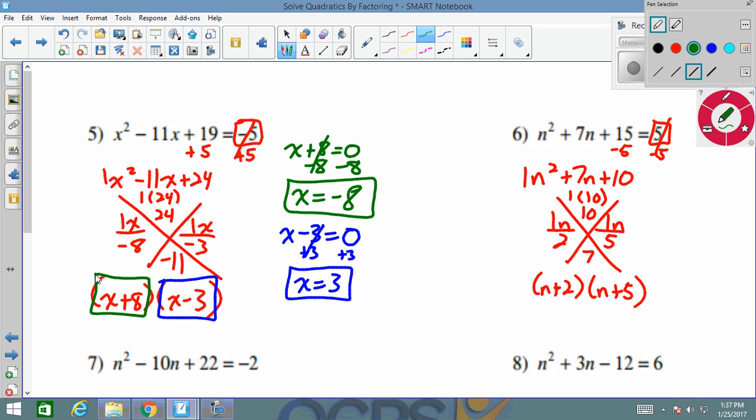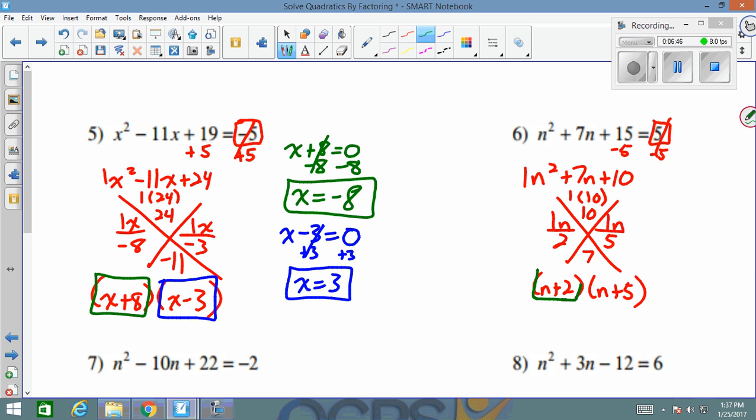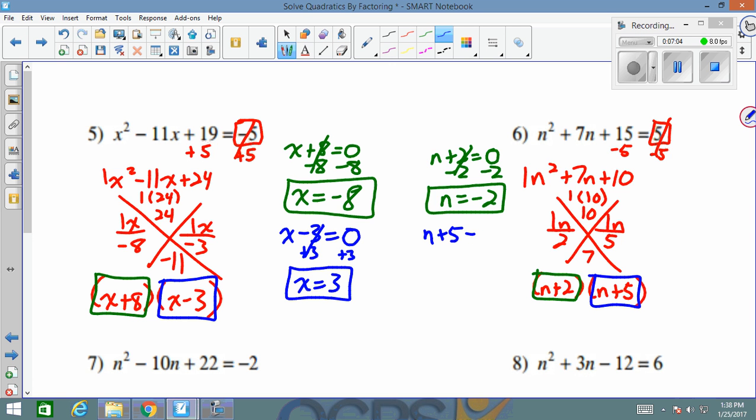Then, again, take each one of these, set it equal to 0. And since it's plus 2, we're going to put minus 2 on both sides. So we get n equals negative 2. And then do the same thing with the other one. n plus 5 equals 0. So we're going to subtract 5. So we get n equals negative 5.